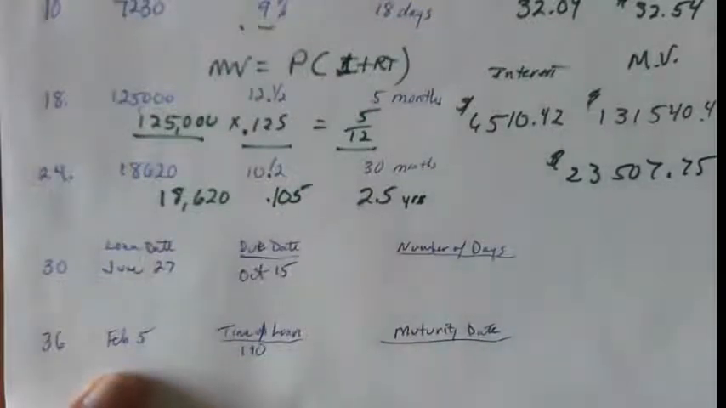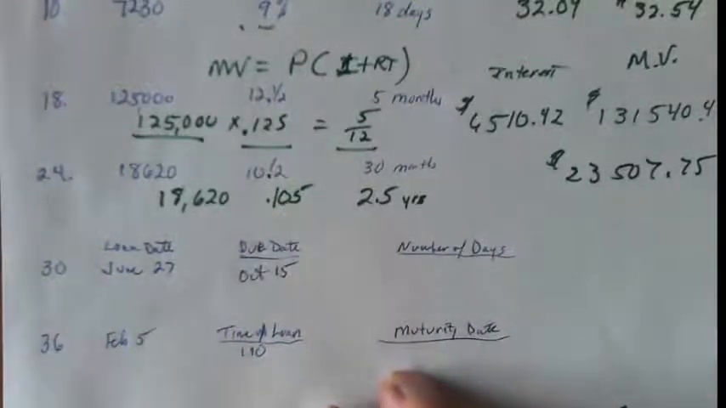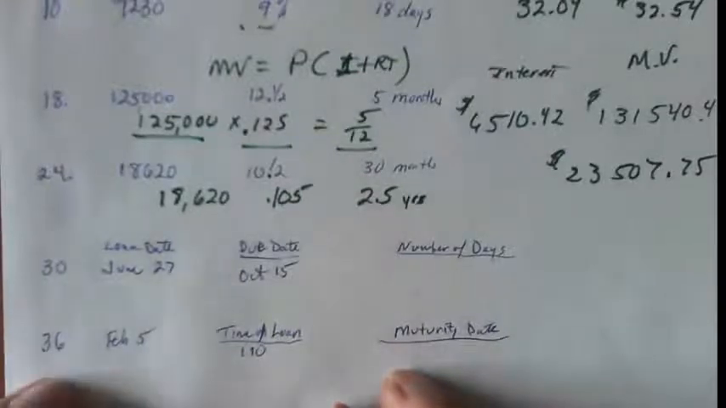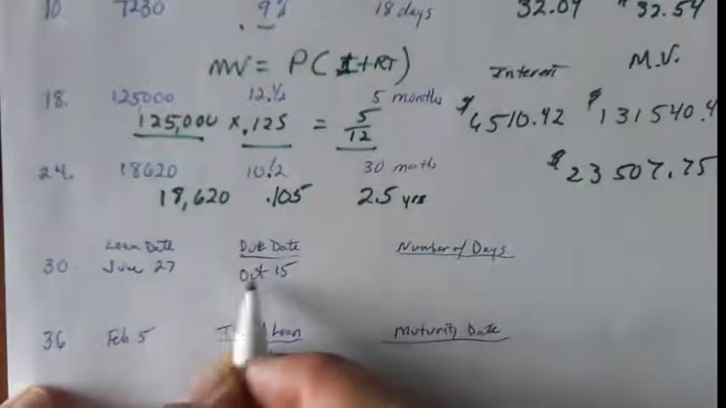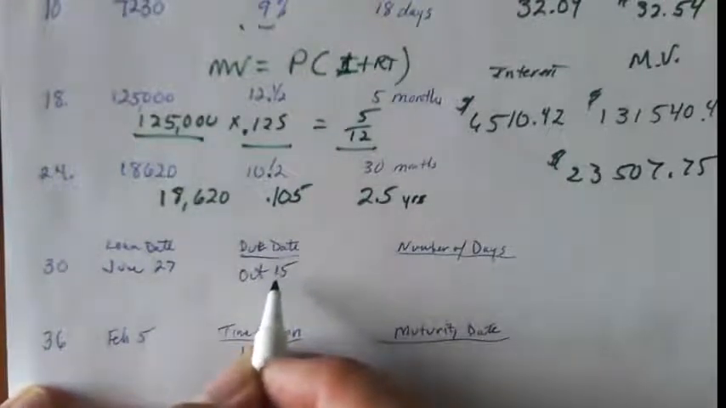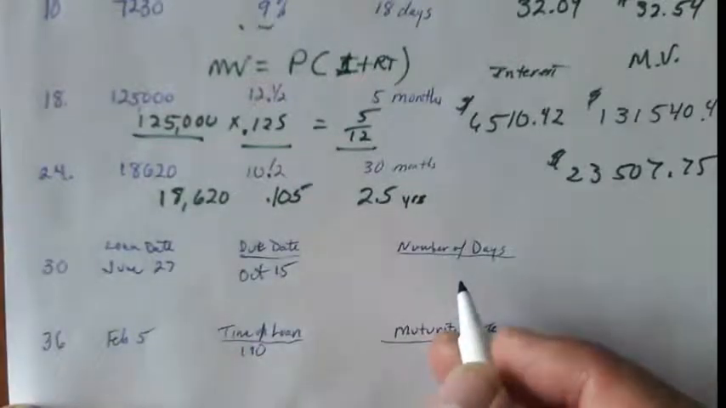So let's look at how to find number of days in a loan or the maturity date. That's on the next page, or actually the bottom of page 311 and then the top of 312. So determine the number of days in each loan. Basically, you're just going to your calendar. So we have a loan date of June 27th and a due date of October 15th, and we want to know how many days are in there.